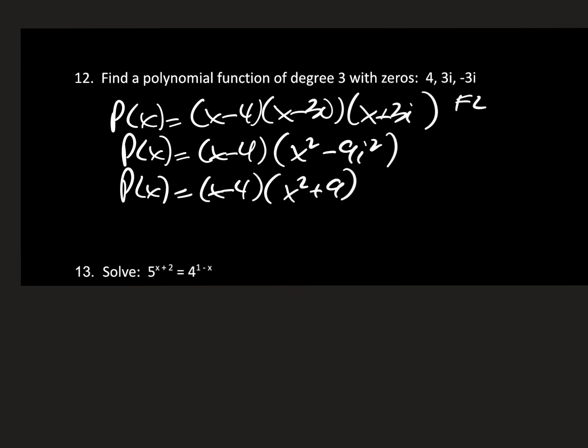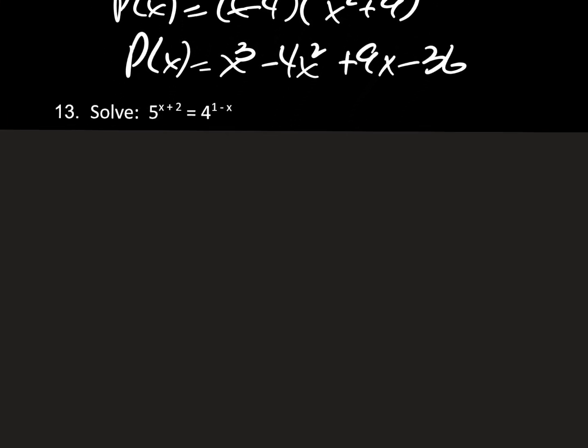So I'm going to do FOIL. If I do FOIL, I get x cubed minus 4x squared plus 9x minus 36. And that's where you're going to end up. And the last one, number 13. Number 13 is a doozy.